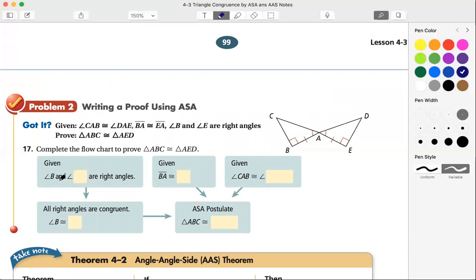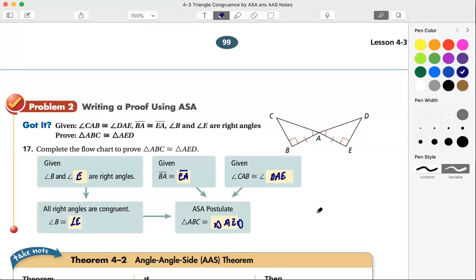So we were given angle B and angle E are right angles. Okay. We know all right angles must be congruent. So angle B is congruent to angle E. We were also given line segment BA is congruent to line segment EA. And we were also given angle CAB is congruent to angle DAE. All right, so putting these together, ASA, triangle ABC must be congruent to triangle AED.